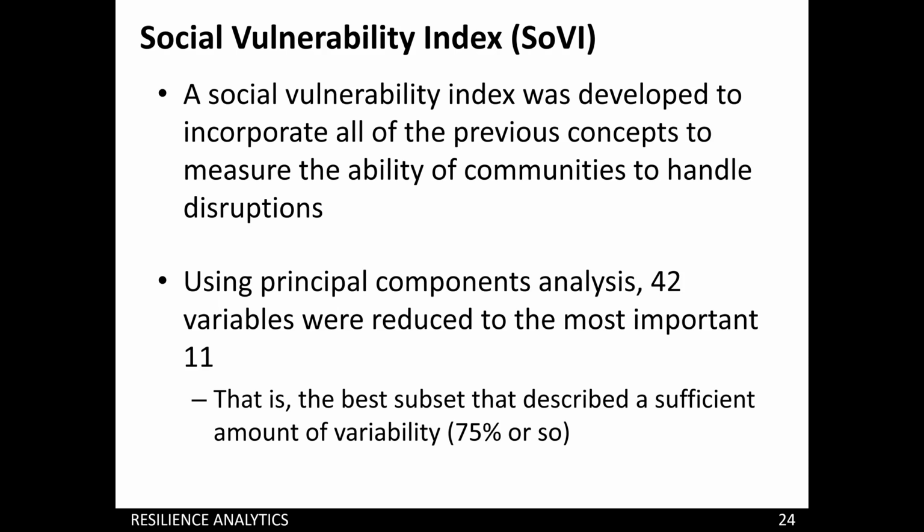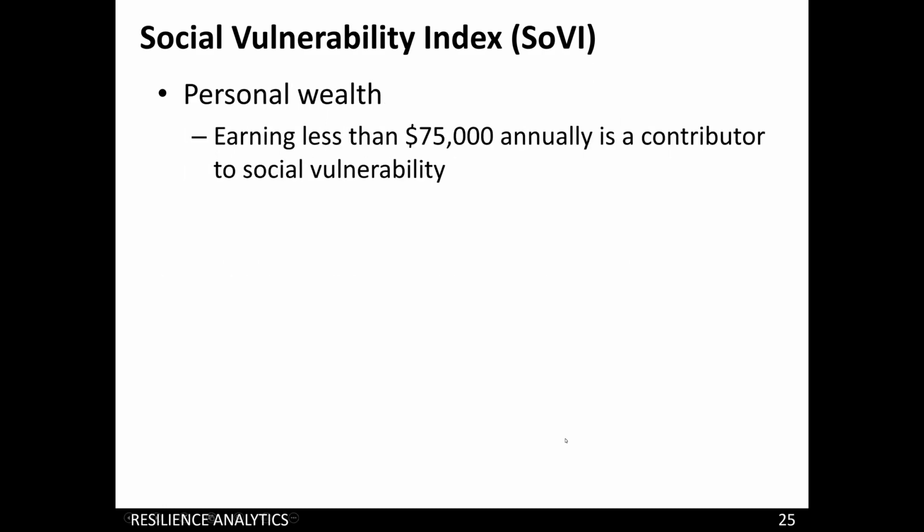So she originally had 42 variables, and applied principal components analysis. You've probably talked about principal components analysis elsewhere in the curriculum. Broadly speaking, it tries to reduce the dimensionality of a data set to explain as much variability as possible with fewer variables. And here, the 42 variables were reduced down to the 11 most important, explaining roughly 3/4 of the variability in the data.